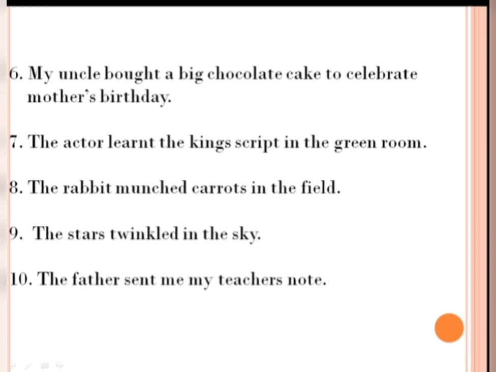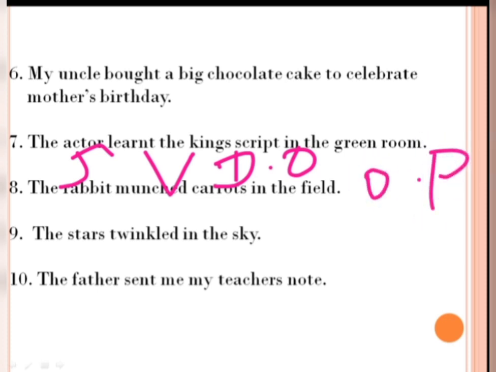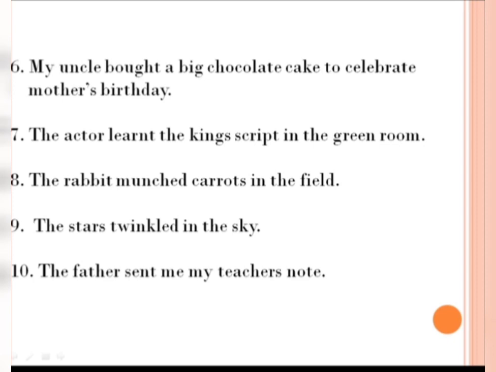Example number 8. The rabbit munched carrots in the field. Here the rabbit is what? Subject. Munched, it's a verb. Ask the verb with what? What did he munch? Carrots. So it's a direct object. Where did he munch? In is the preposition. Where did he munch? In the field. So it's an object of preposition. Example number 9. The stars twinkled in the sky. Here stars is subject. Twinkled, verb. Where did they twinkle? In the sky. So it shows the place, object of preposition.